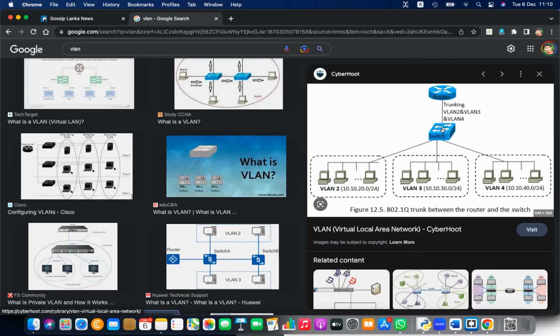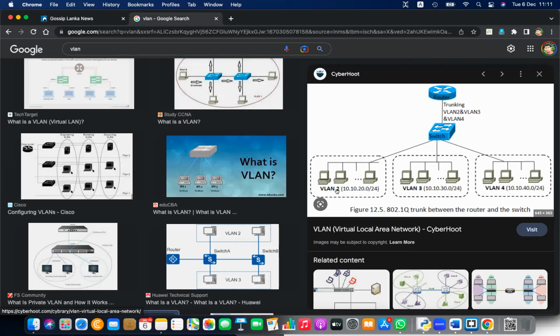Actually, it is a kind of subnet. So you can see here 10.10.20.0, which has a 24-bit subnet mask, and here 10.10.30.0 with a 24-bit subnet mask. 24-bit means the first 8 bits, the next 8 bits, and the next 8 bits belong to the network. If something changes in that part, it means it's a different network.